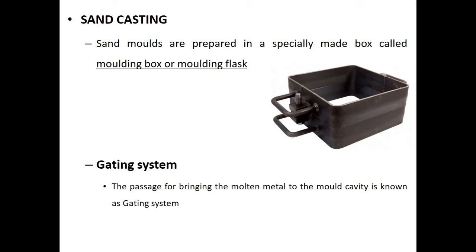Now, another important nomenclature associated with the sand casting process is the gating system. So, what is a gating system? It's a passage for bringing the molten metal to the mold cavity. When you pour the molten metal, it passes through a series of regions and finally reaches the mold cavity. So the passage for bringing the molten metal to the mold cavity is known as a gating system.